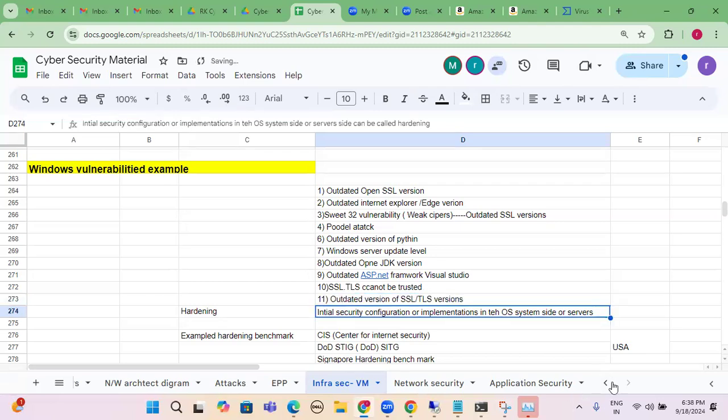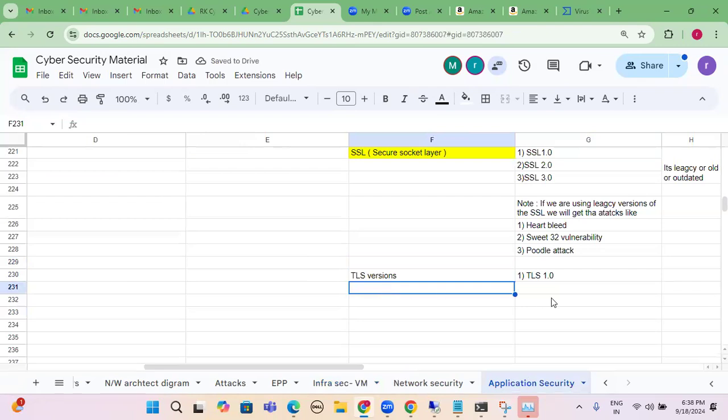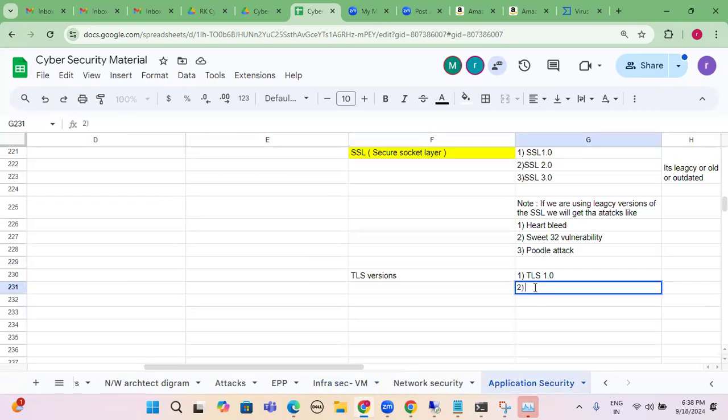Okay, go back to application security now. TLS versions are TLS 1.0, TLS 1.1, 1.2 and 1.3. Right now, TLS 1.4 is in beta version, meaning a development or testing environment. Once they succeed, then they release it to the public.